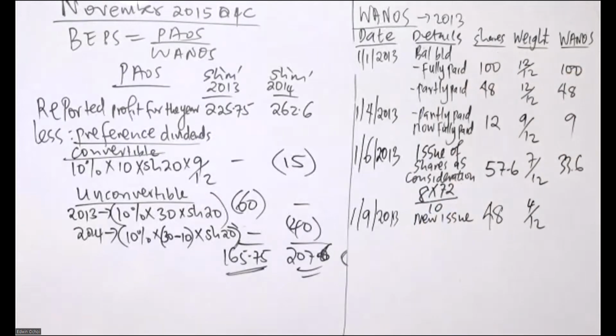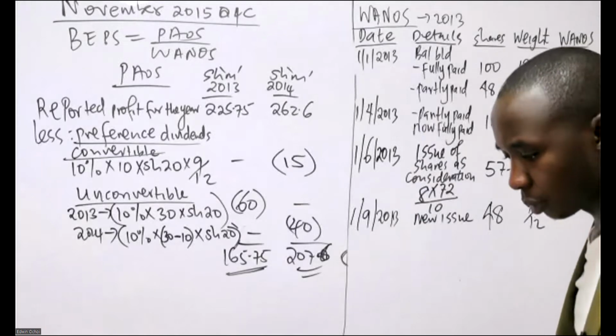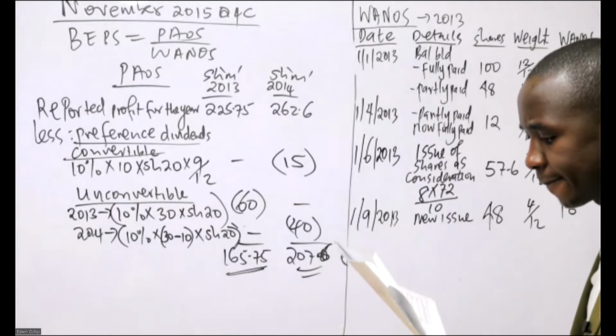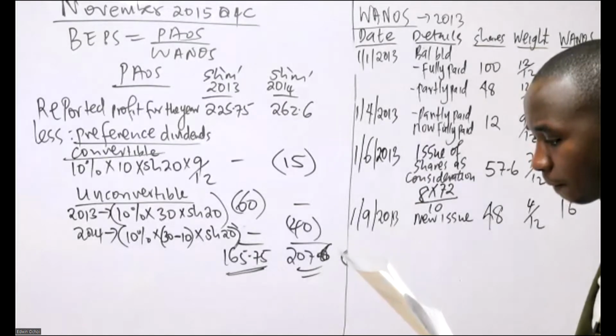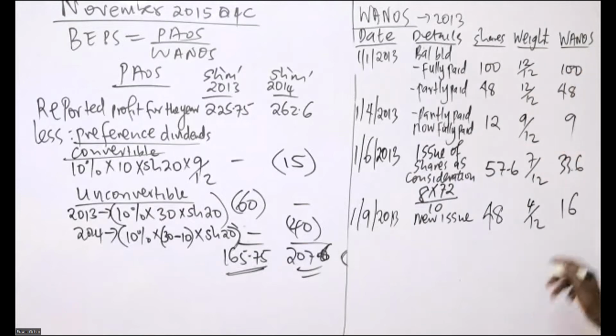So 48 times 4 divided by 12. This is 16. That is 16. So going to additional information number 4, 1st March 2014. For now, we are in 2013. So add this. We are done with 2013.